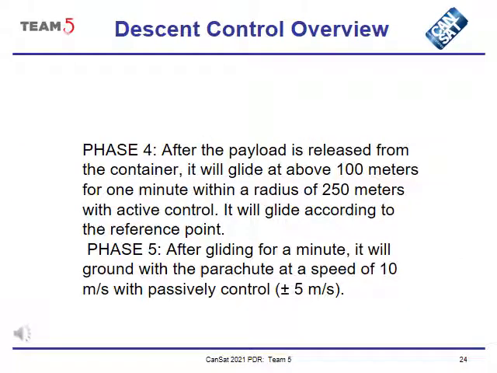Phase 4, after the payload is released from the container, it will glide above 100 meters for 1 minute within a radius of 250 meters with active control. It will glide according to the reference point. Phase 5.